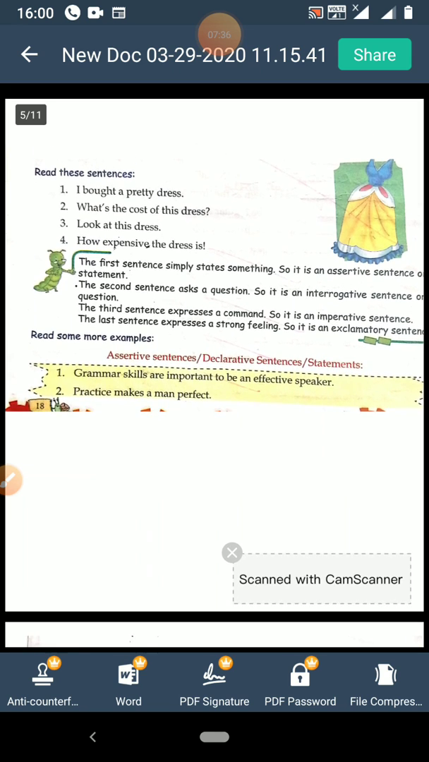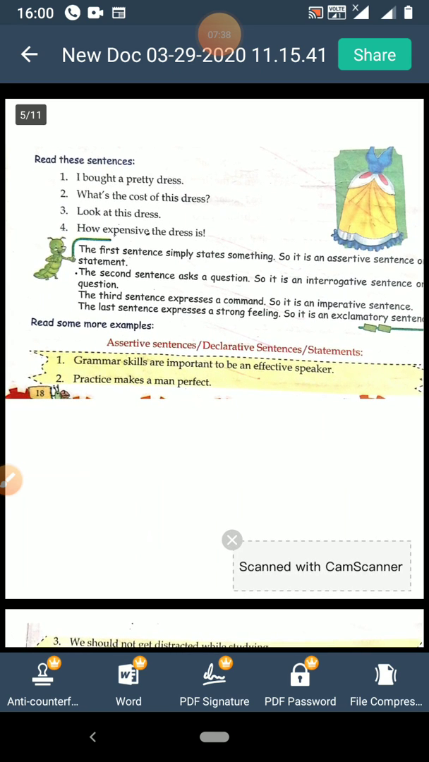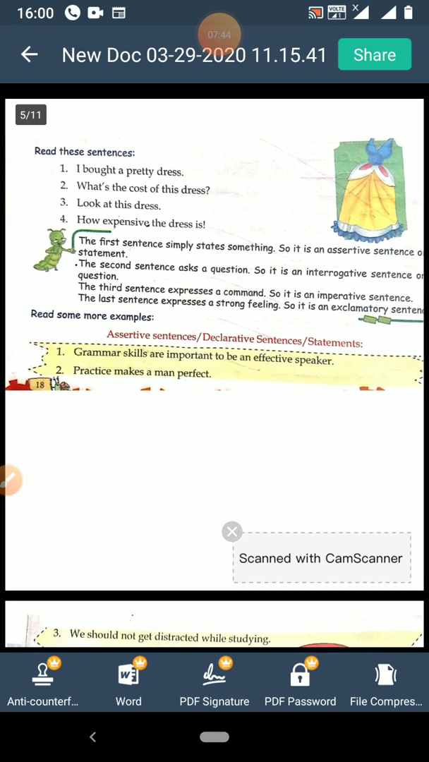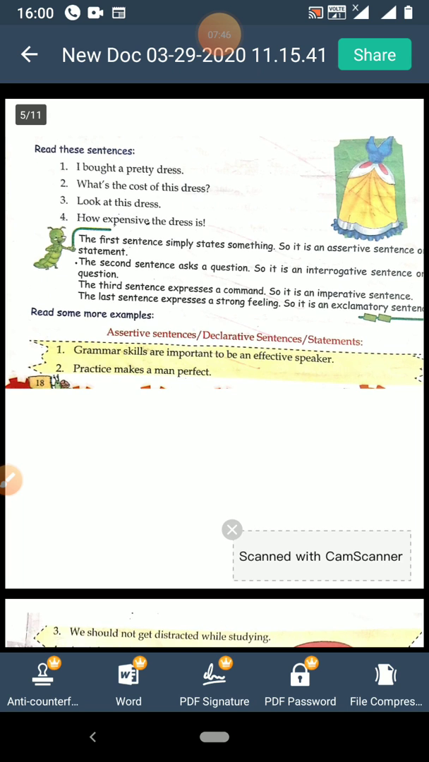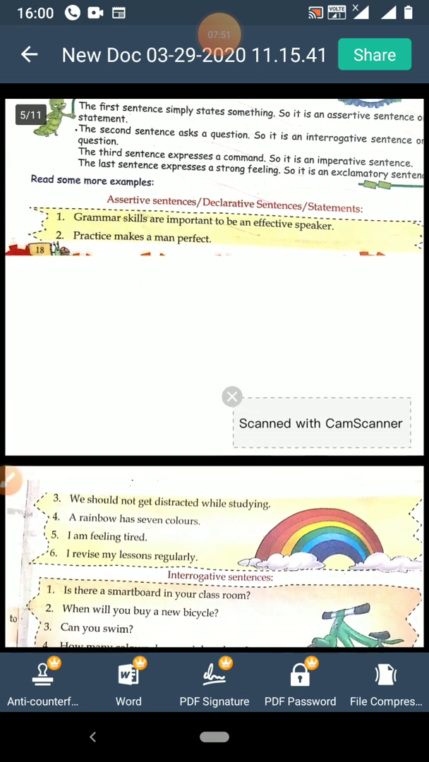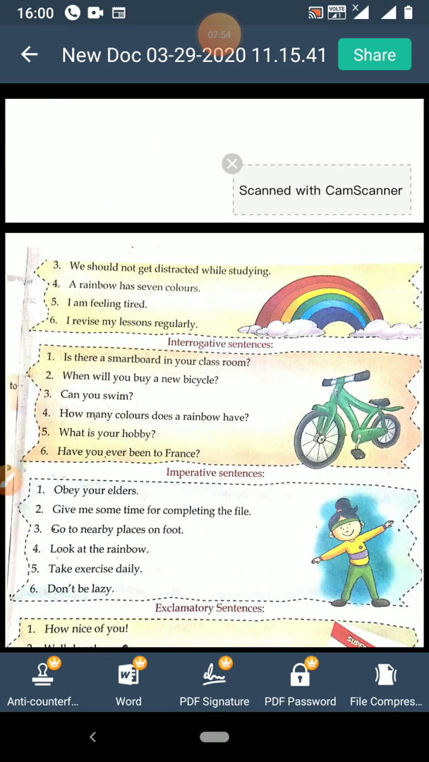Now read some more examples of assertive sentences, declarative sentences, and statements. Number one, grammar skills are important to be an effective speaker. Second, practice makes a man perfect. Third, we should not get distracted while studying. Fourth, a rainbow has 7 colors. Fifth, I am feeling tired. Sixth, I revise my lessons regularly. These were the examples of assertive, declarative, or statements.